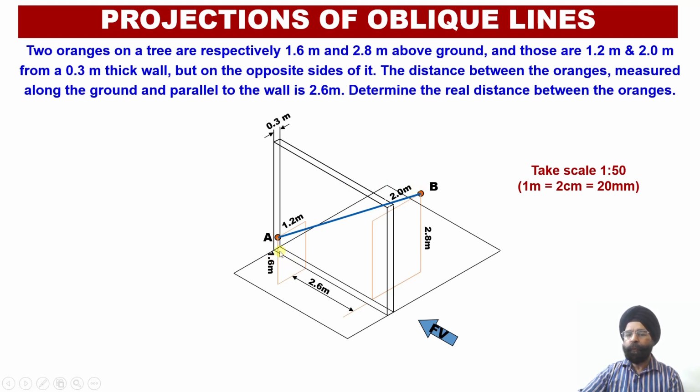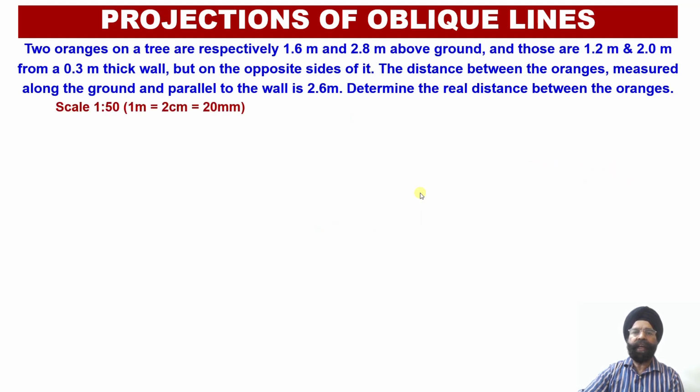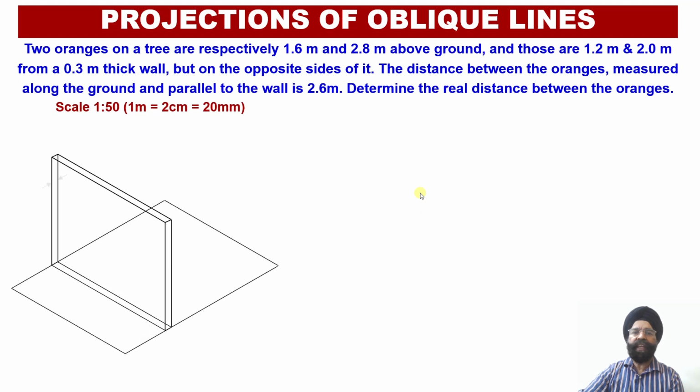Similarly, the top view projections of this particular object, that is two oranges A and B, will be located. Once we are able to draw the front view as well as the top view orthographic projections corresponding to these two objects, then using the principles of the rotation of the line, we will be able to evaluate the true distance between these two oranges. That is the true length of the distance between orange A and orange B.